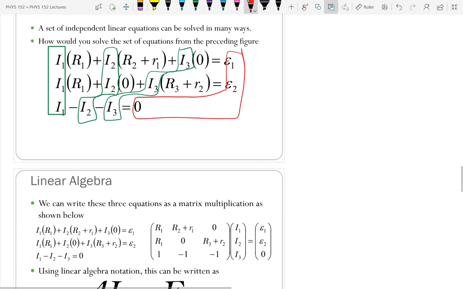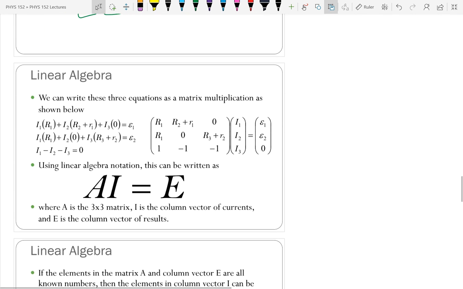Well, the first thing we do is recognize that we can write that set of 3 equations as a matrix, where I took the thing that I1 was multiplied by and put it here, the thing that I2 was multiplied by and put it here, and the thing that I3 was multiplied by and put it here. Then I have a column vector I1, I2, I3.